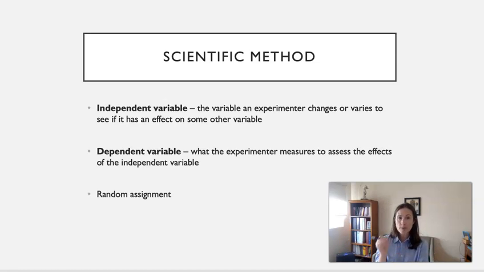You have to do an experiment. You have to control who gets that independent variable. You have to randomly assign people to it in order to say, yes, this thing is what caused that thing. So keep that in mind.